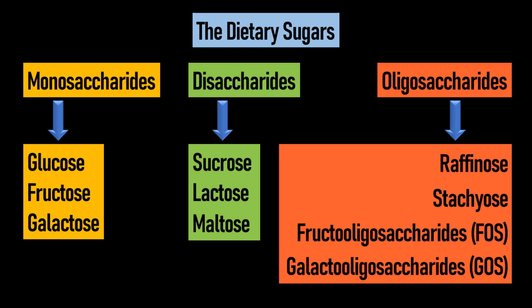Oligosaccharides include raffinose, stachyose, fructooligosaccharides, and galactooligosaccharides. Raffinose is found in beans, cabbage, Brussels sprouts, broccoli, asparagus, and whole grains. Stachyose is present in beans and legumes. Fructooligosaccharides are found in onions, garlic, leeks, asparagus, artichokes, and bananas. Galactooligosaccharides are present in beans, lentils, chickpeas, and other legumes.